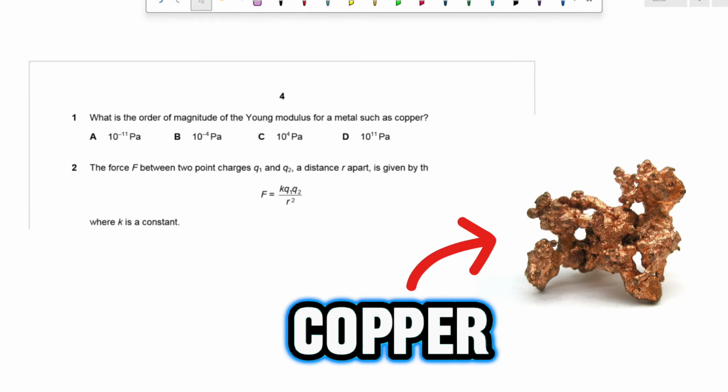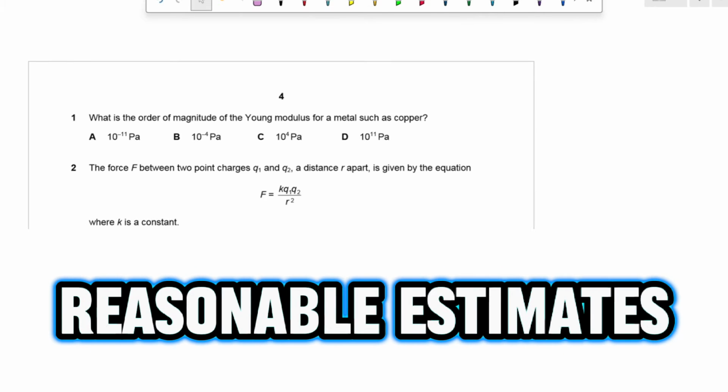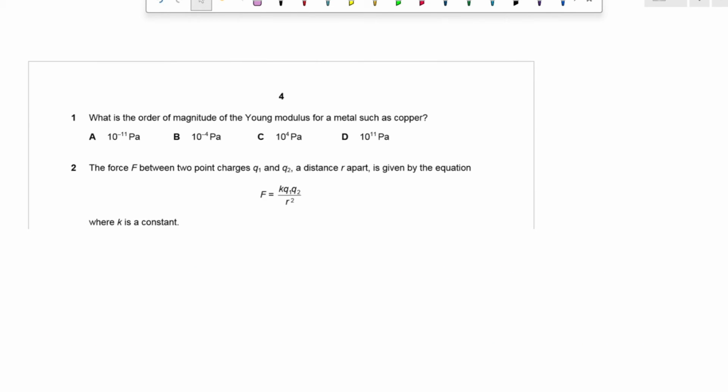Now, this is a question that revolves around making reasonable estimates. It is assumed, and I repeat, it is assumed that you know these things, right? As a physics student, whenever you're making reasonable estimates, it is assumed that somewhere, somehow, you have calculated the Young modulus of copper when you are doing something, right? So they expect that you know this answer.